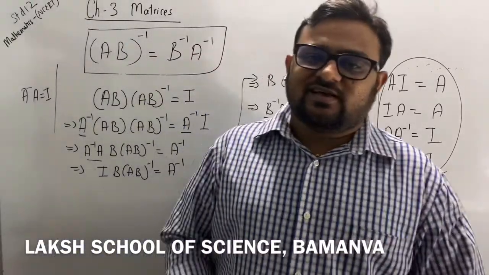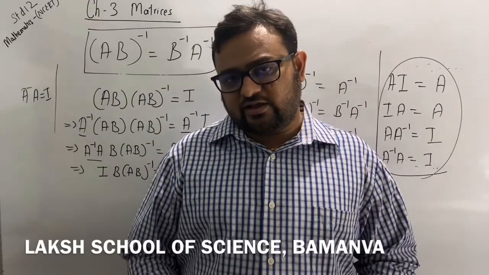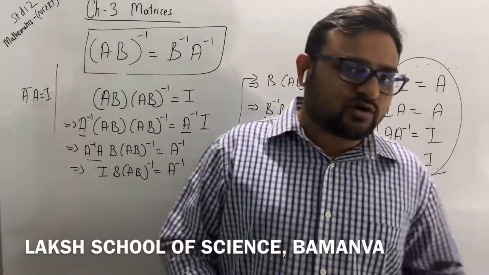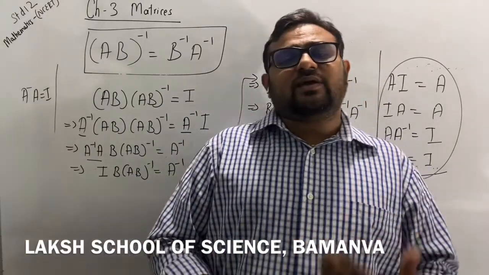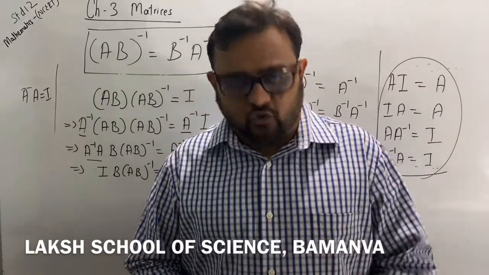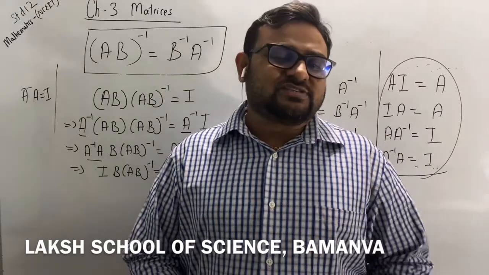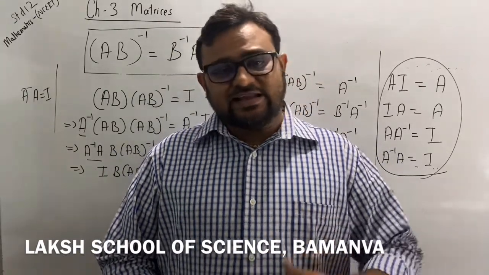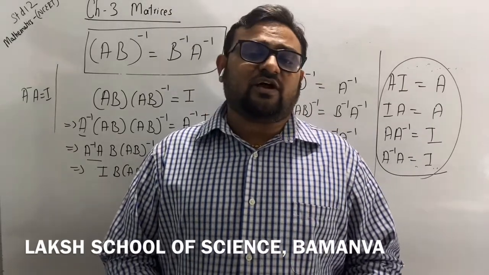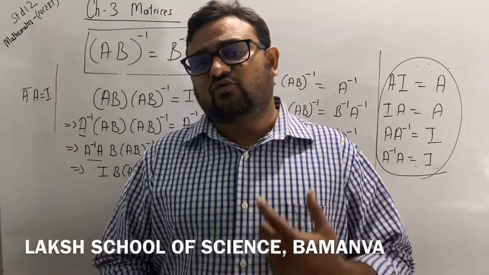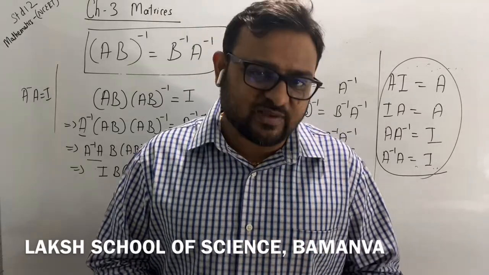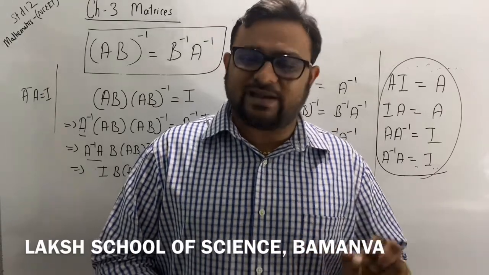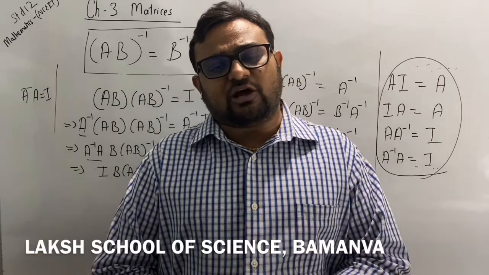Okay, so students, that's it for today. Based on these elementary properties and uniqueness of inverse, we will solve exercise 3.4. First, we will use elementary operations to find the inverse of a 2 cross 2 matrix, and in the next video lecture we will study the method to find the inverse of a 3 cross 3 matrix. Remember, inverse can be found only of a square matrix. You cannot find the inverse of a rectangular matrix.